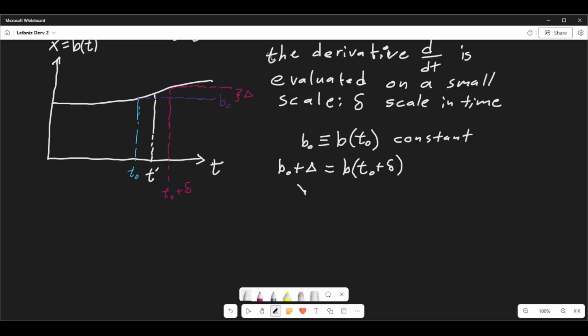And then just define x prime as B of t prime. And this is effectively a definition actually for delta. So another way to put this is delta is defined as B of t naught plus the little delta minus B naught. So basically these big delta and little delta basically define the width in space and time.